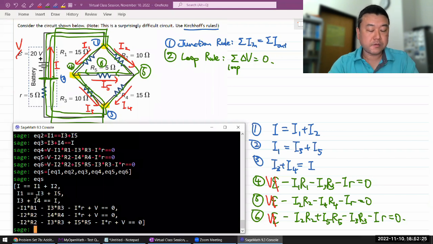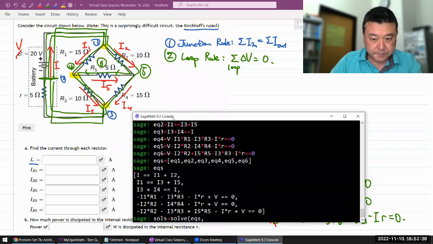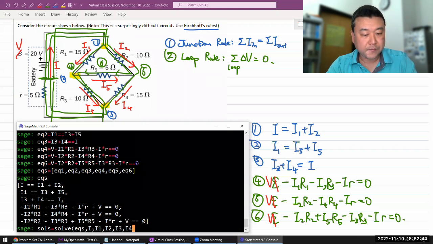So I say, okay, I want the solution. This time I'm just going to put it into a solutions array. So I'm going to solve the equations I have in terms of my unknowns. I believe they are, yeah, all the currents. So I'll say, give me all the currents: I1, I2, I3, I4, I5, and I, my 6 unknowns.